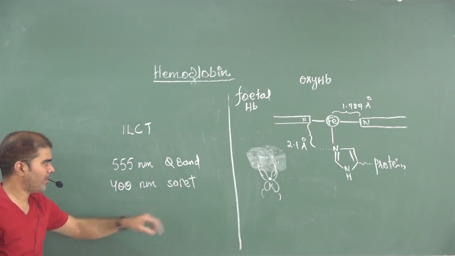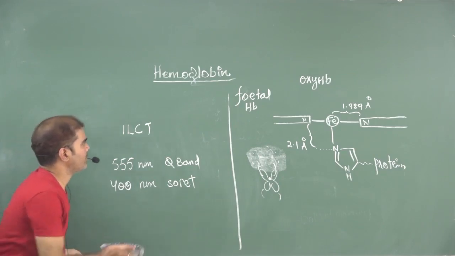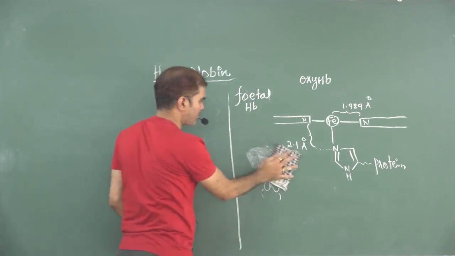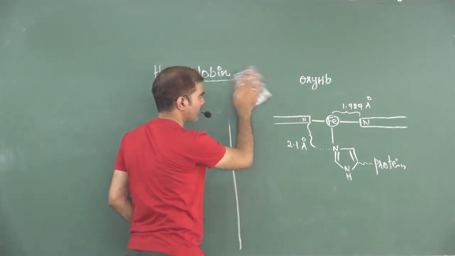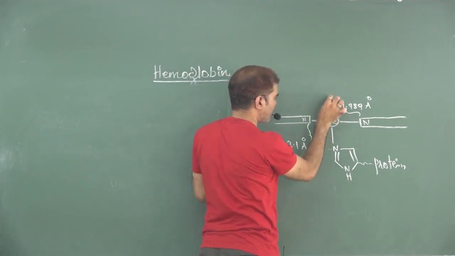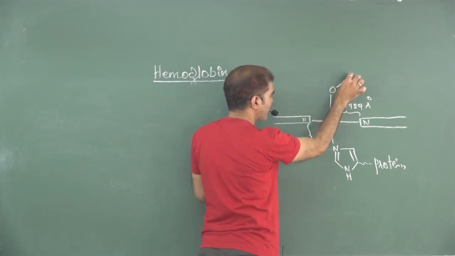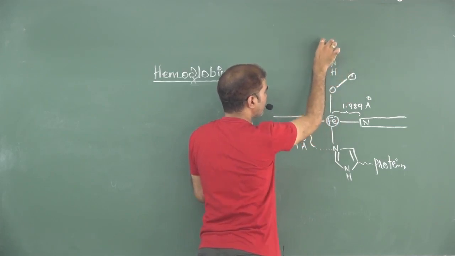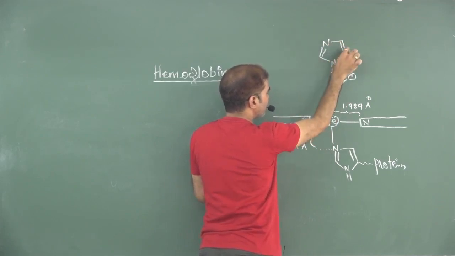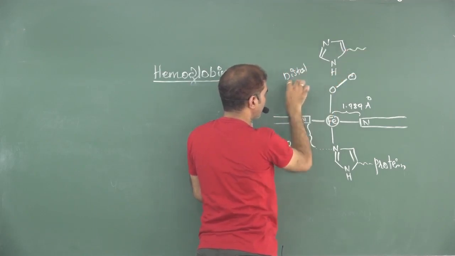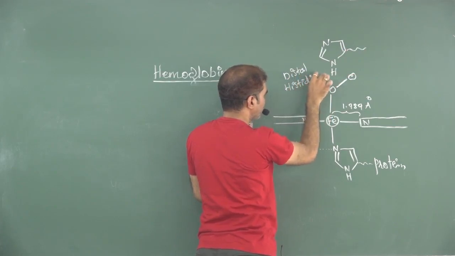Next, Soret band is 10 times more intense than Q band. Soret band is 10 times more intense than Q band.